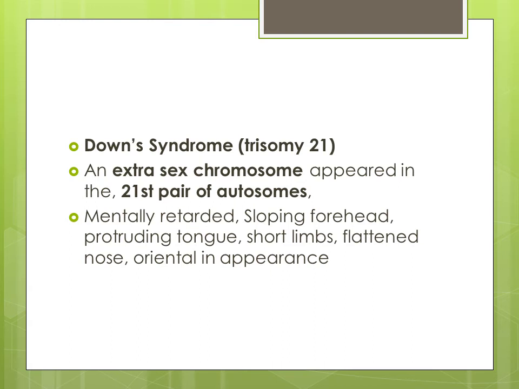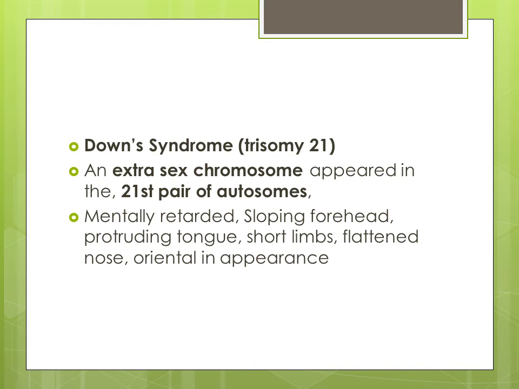So I believe some of us have encountered a person with Down syndrome. They have a specific look that shows that the child or person is suffering from Down syndrome. They are often mentally retarded, or have very low intellectual capacity, with a sloping forehead, protruding tongue, short limbs, flattened nose, and oriental in appearance.